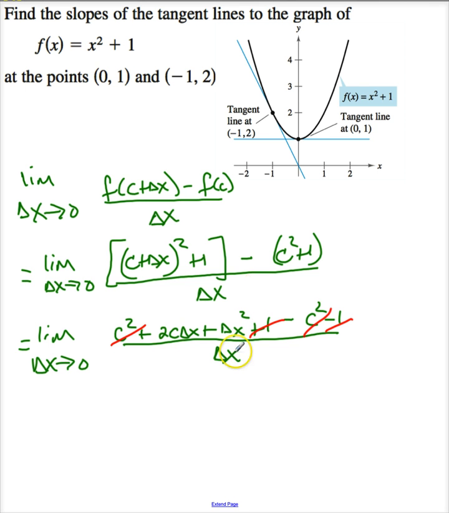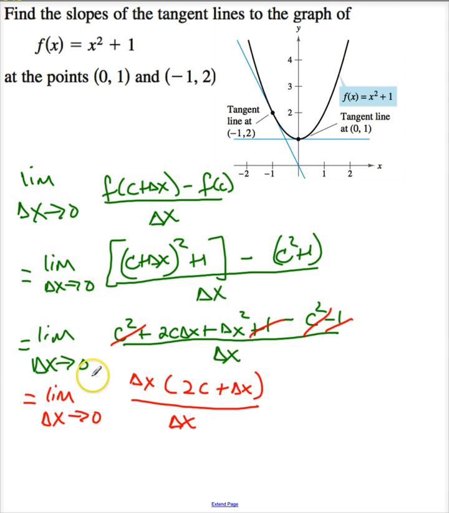Now, I can take out 1 delta x here. I want you to be real careful doing that. It's an easy thing to make a mistake. So I'm going to factor delta x out of each term to make it a little bit clearer what I'm doing. So now I can cancel because they're both being multiplied. So this is the limit as delta x approaches 0 of 2c plus delta x, which is 2c. So the slope at any point is equal to 2c.